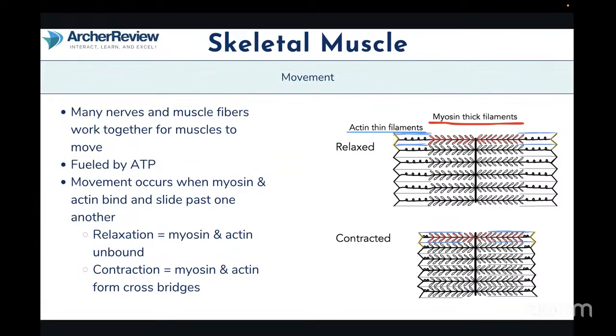And they form what we call cross bridges. So when the muscles are contracted, the cross bridges are formed. That means actin and myosin are bound together. This is the muscles contracting. And then when they relax, they unbind. Those cross bridges break.